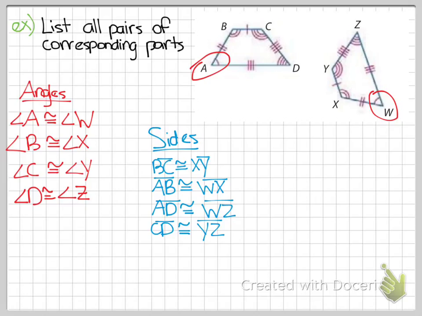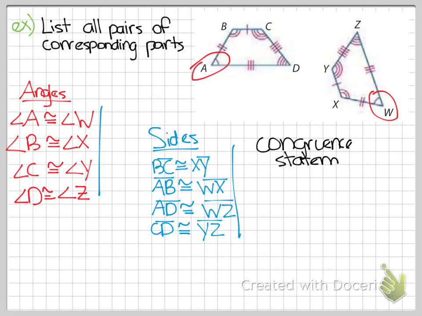So the number of pairs you have should correspond with the number of sides your polygon has. Here our polygon is a quadrilateral. It has 4 sides, so we have 4 pairs of angles and 4 pairs of sides. And what we could also do here is write a congruent statement. If I wanted to write a congruent statement for those 2 figures, I could say that ABCD is congruent to WXYZ.